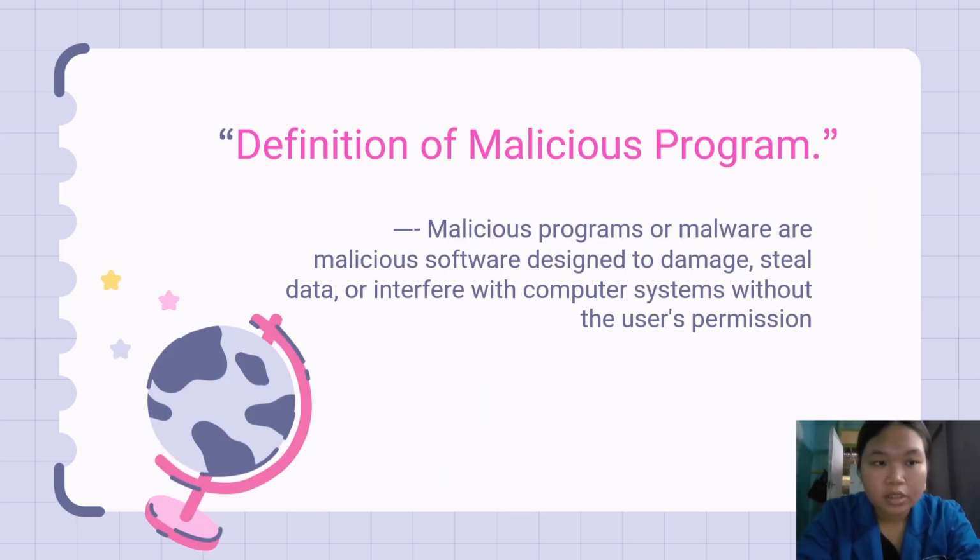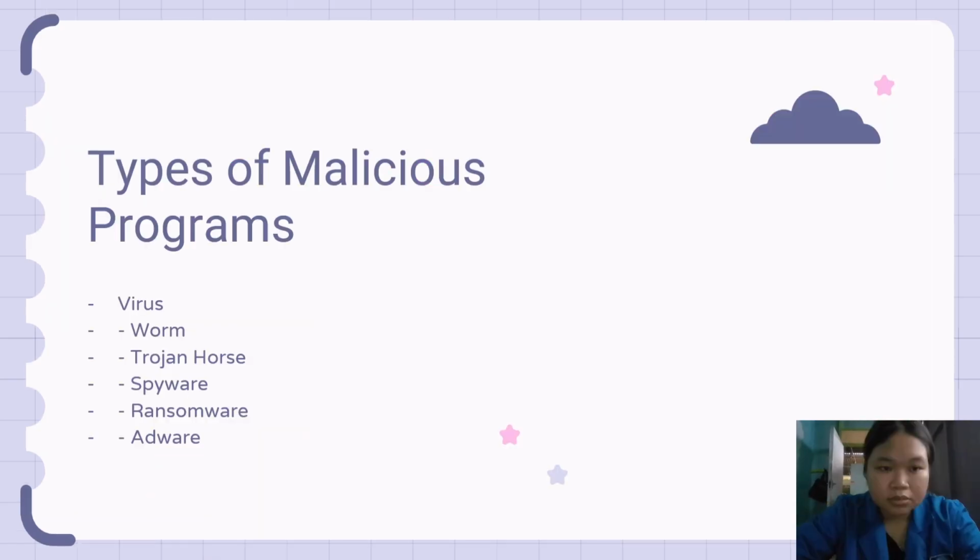Okay, the first is the definition of malicious program. Malicious programs or malware are malicious software designed to harm, steal data, or interfere with computer systems without the user's permission. Next, normally there are several types of malicious programs, which are virus, worm, Trojan horse, spyware, ransomware, and adware.